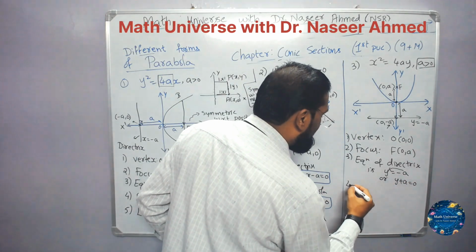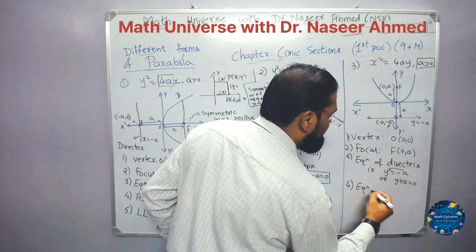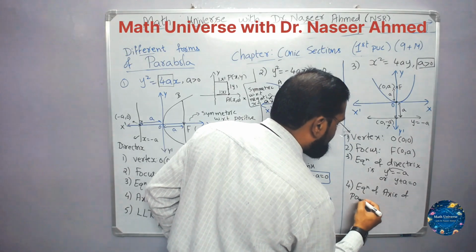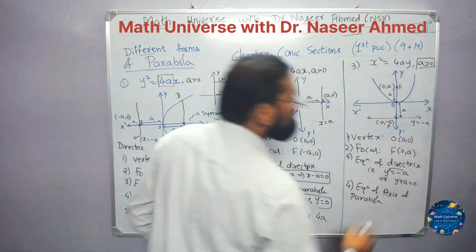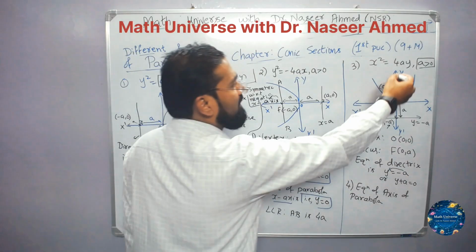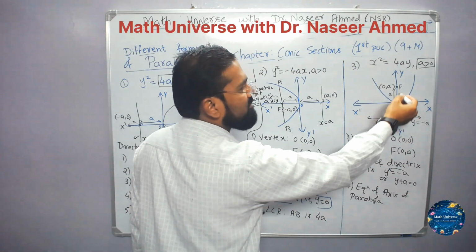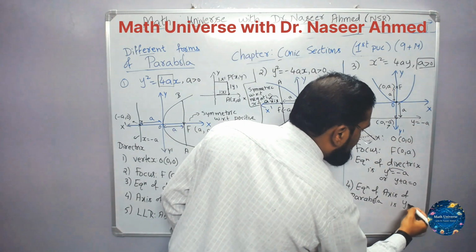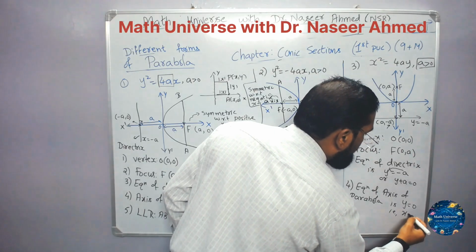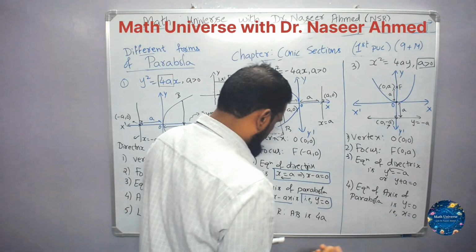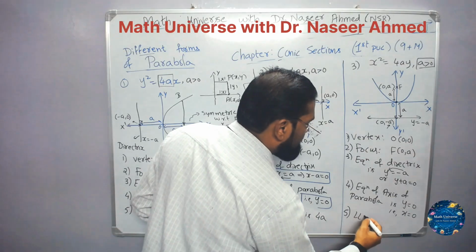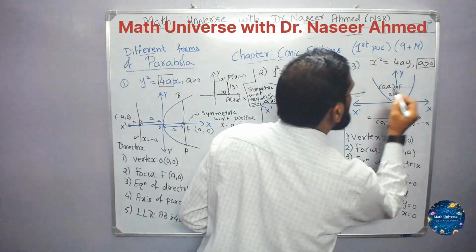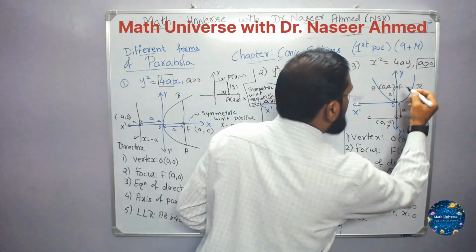Now comes the fourth point: the equation of the axis of the parabola. Which is the equation of the axis? The axis of the parabola is this y-axis, because it passes through the focus and is perpendicular to the directrix. What is the equation of the y-axis? x equal to 0. And lastly, the length of the latus rectum. I hope there is no need for me to say what the length of the latus rectum is. Let us mention AB here.